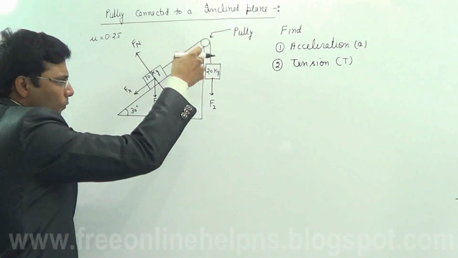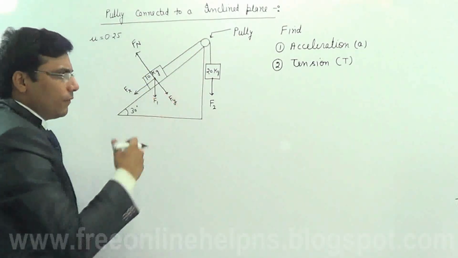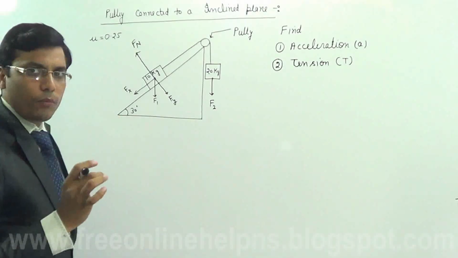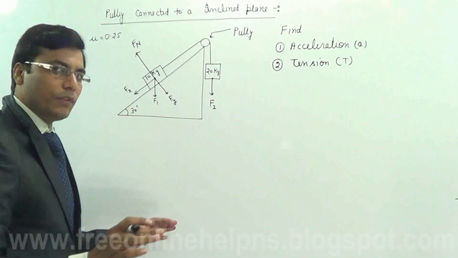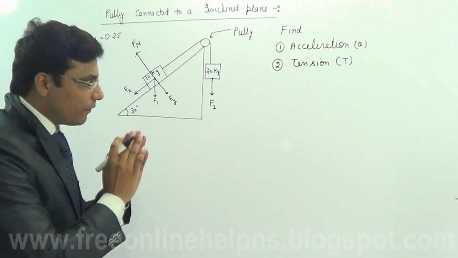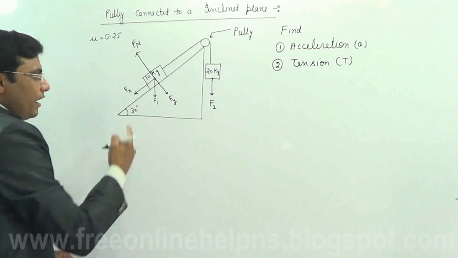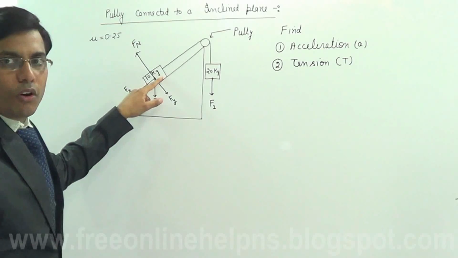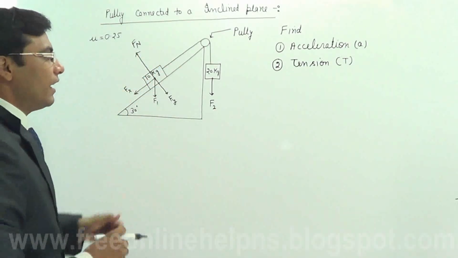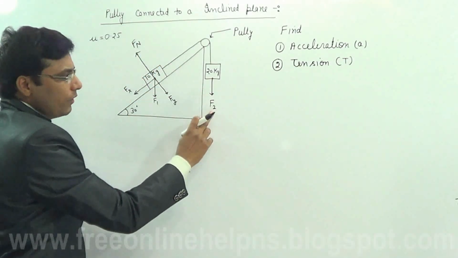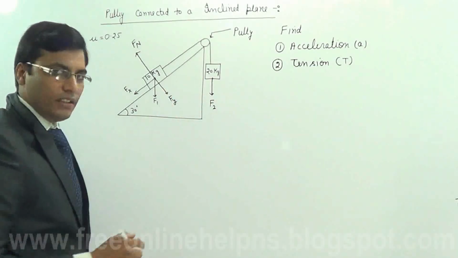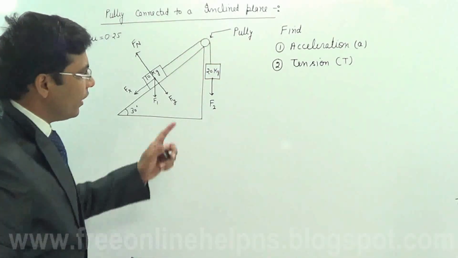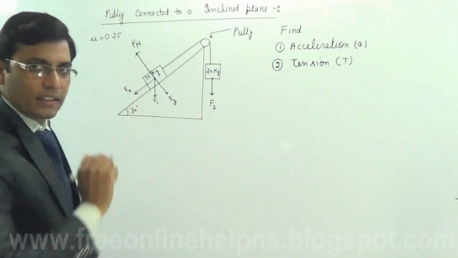The coefficient of friction is given, which is 0.25. If there were no friction, meaning the surface is smooth, in that case the Fx force is responsible for the movement of this block in the anti-clockwise direction, and the force F2, which is acting on the 20 kg block, is responsible for the movement in the clockwise direction.